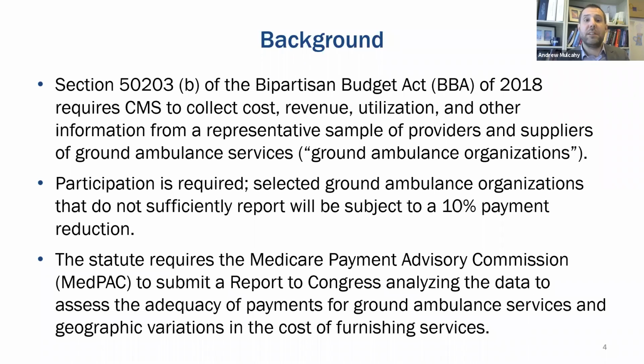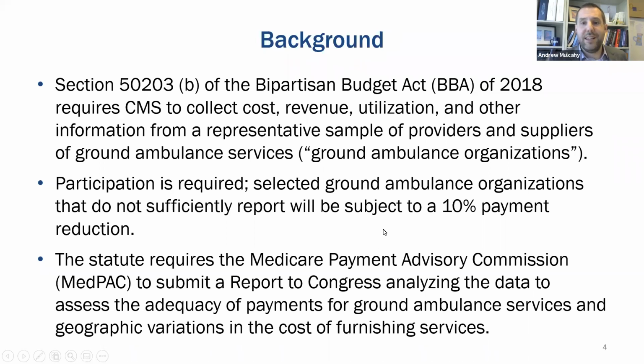The focus of that report is on the adequacy of Medicare's payment rates, given the actual expenses and situation on the ground for ground ambulance organizations. So, this is a case where the data that you'll work hard to collect and report will have this direct link into what MedPAC sees, and then likely changes in policy and payment rates down the road.